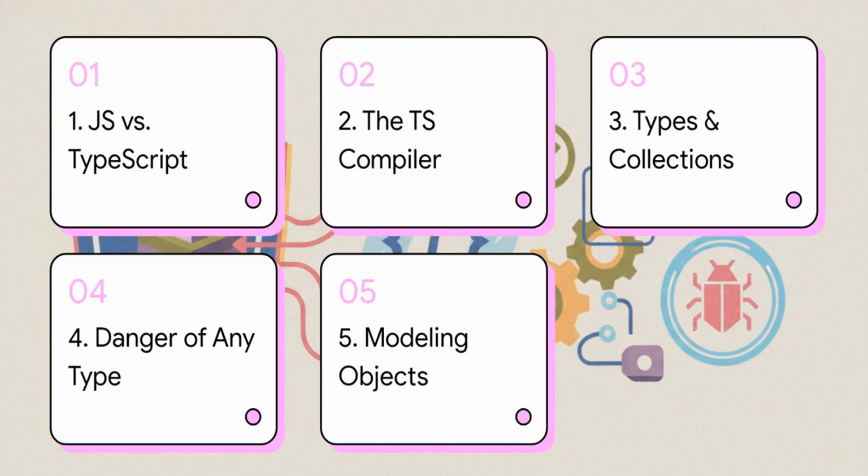Here's our roadmap for this explainer. We're going to cover: 1. JavaScript versus TypeScript. 2. The TypeScript compiler. 3. Basic types and collections. 4. The danger of the any type. And finally, 5. Modeling functions and objects.